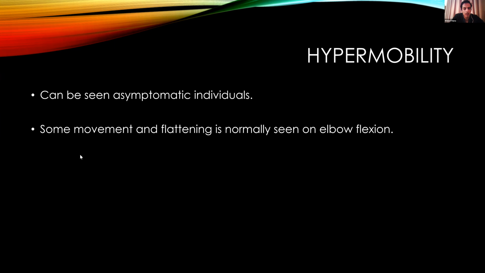As one of our favorite phrases as radiologists goes, please correlate clinically. All of our findings need to be correlated with clinical findings, in terms of whether the patient is actually symptomatic and whether the hypermobility is indeed the cause of the patient's symptoms. Also to note is that some movement and flattening of the nerve can be seen in normal individuals on elbow flexion, and we'll come to that shortly.